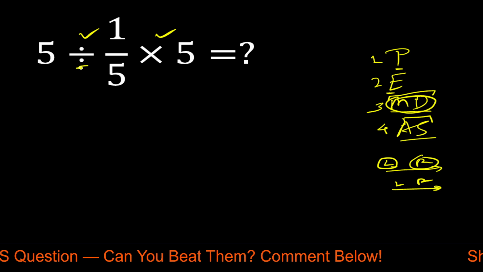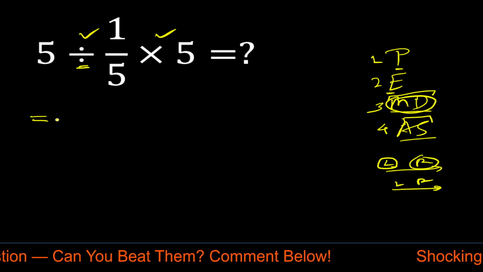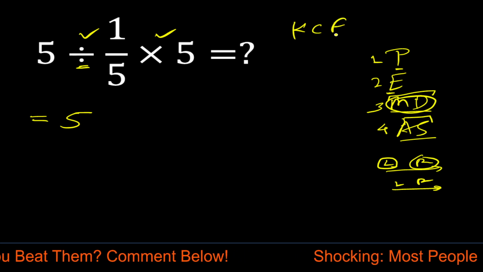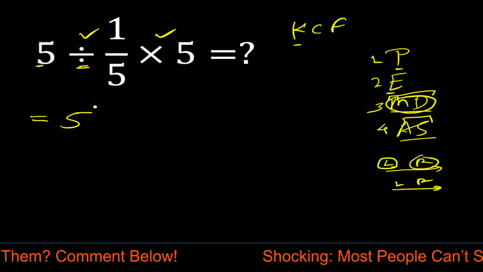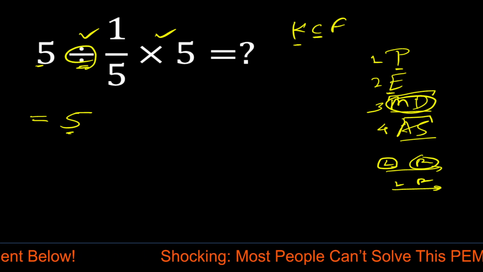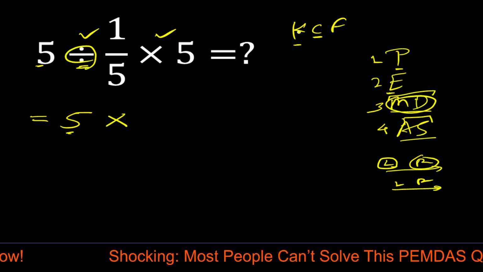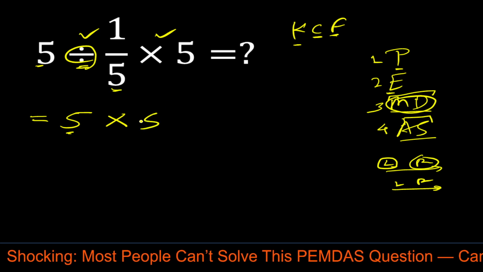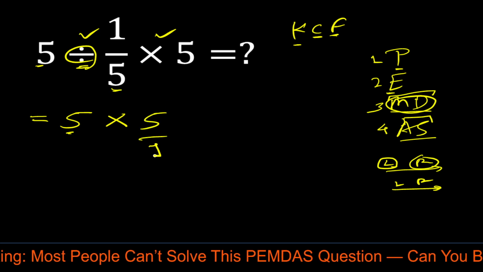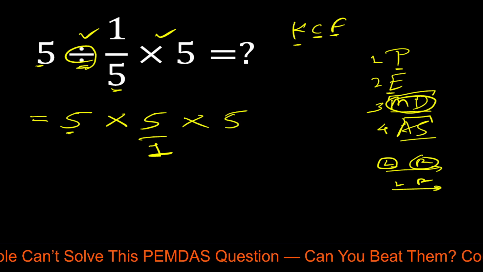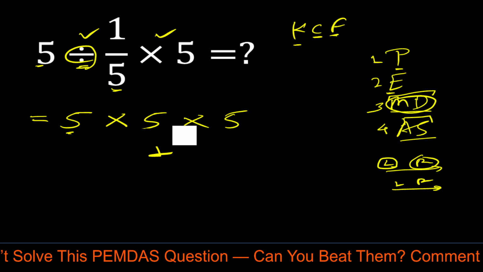So first we have to solve this division, right? So now 5. Now according to the KCF rule, K means keep this first 5 as it is the same. Then C means change this sign from division to multiplication. Then F means flip this fraction: 1 upon 5 is equal to 5 upon 1 times 5, right? Now 5 upon 1 is equal to 5, so we can remove this 1.